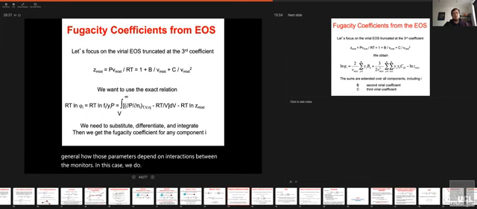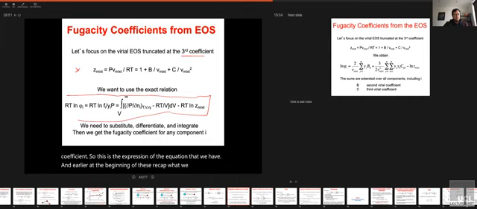So let's go back to our virial equation truncated to the third coefficient. So this is the expression of the equation that we have, and earlier, at the beginning of this recap, what we saw was this equation that comes from classic thermodynamics, in which we can extract the fugacity of the component in our mixture if we know the equation of state of that mixture all the way from ideal gas behavior to the conditions that we are interested in.